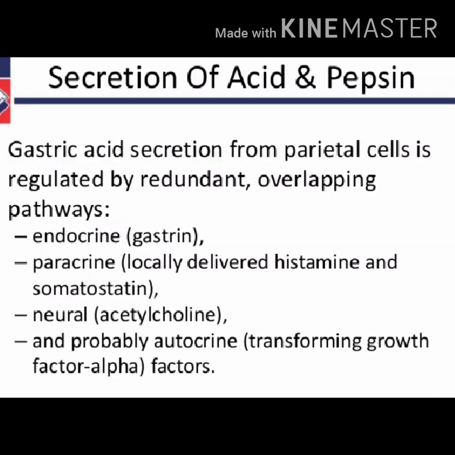Next, the secretion of acid and pepsin. Gastric acid secretion from the parietal cells is regulated by redundant and overlapping pathways. That is endocrine, in the sense of gastrin; paracrine, which is locally delivered histamine and somatostatin; neurocrine, that is acetylcholine; and probably autocrine, in the sense of transforming growth factor alpha. Gastrin, histamine and acetylcholine are the stimulating agents which stimulate the secretion of acid and pepsin.